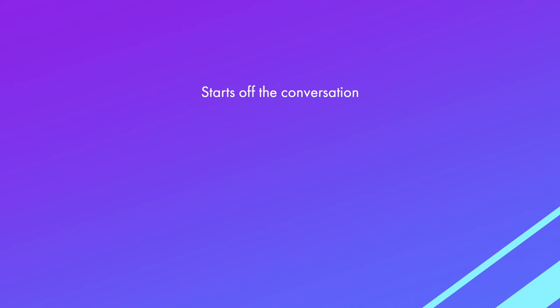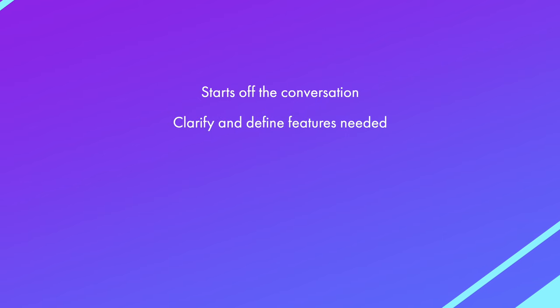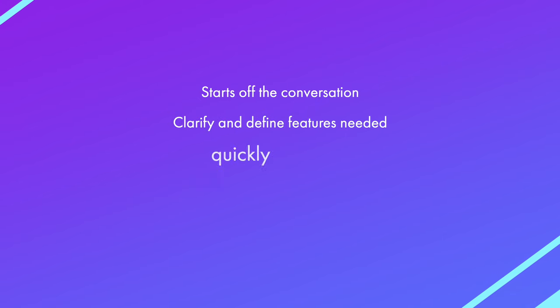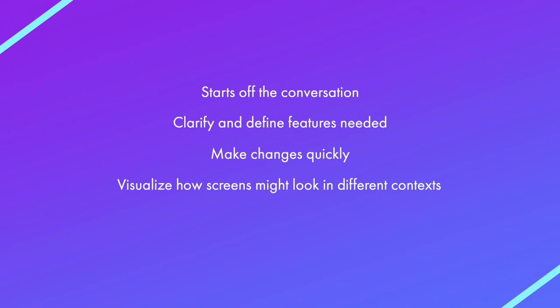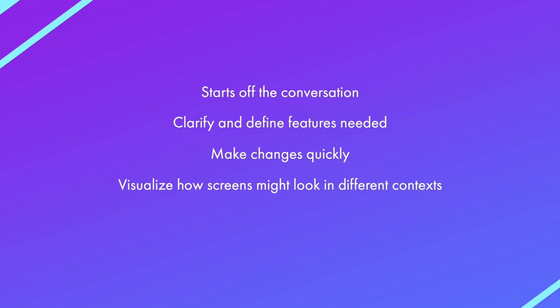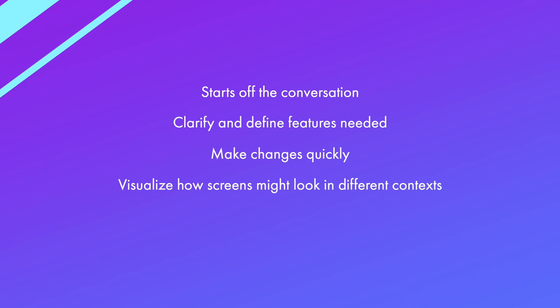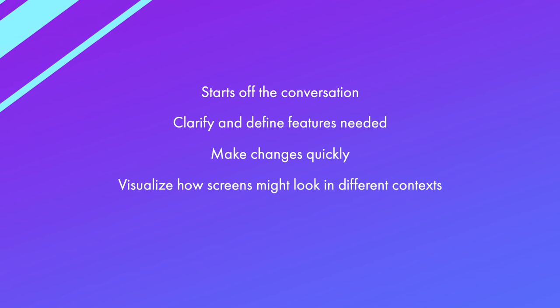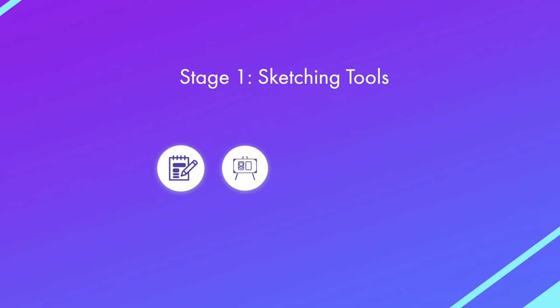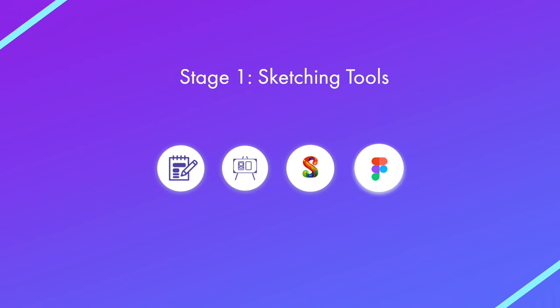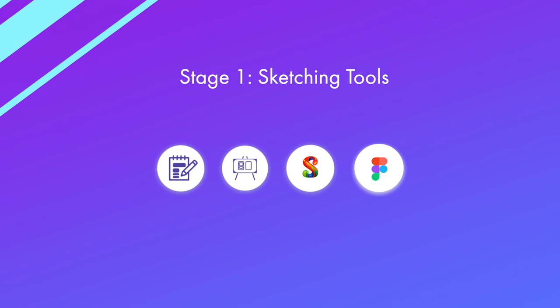The purpose is to start off the conversation. It helps to clarify and define layout, features, and allows you to change ideas quickly and iterate. It also helps you visualize how screens might look on different device sizes and in different contexts. Some tools that you can use in the sketching process are paper and pen, whiteboard, sketchpad, Figma Jam, or various apps for your iPad or tablet.